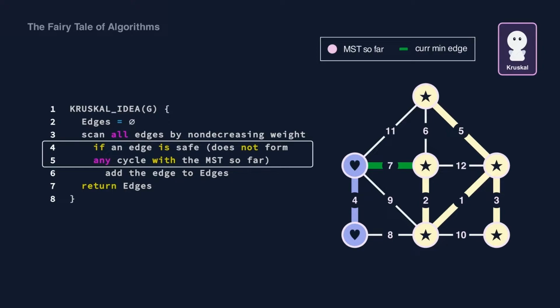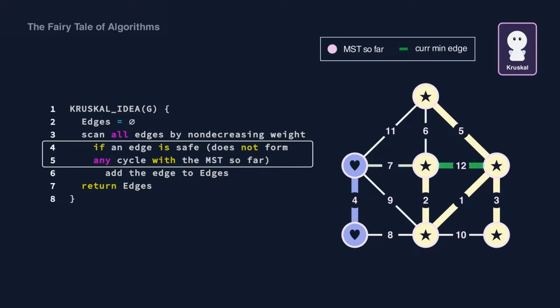Now to see if the green edge will form a cycle, we only need to compare labels of two nodes and see if they are the same. In this example, B and C are labeled differently, so they belong to different groups. Therefore, adding this edge will be safe.